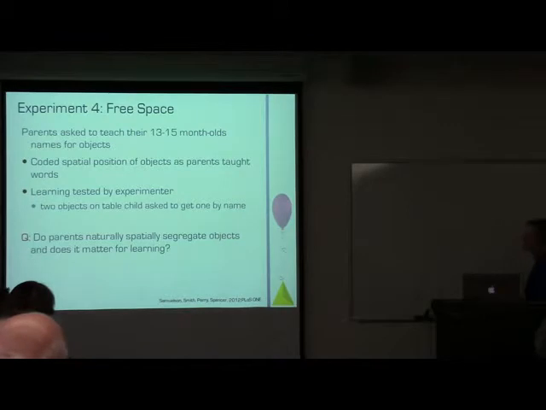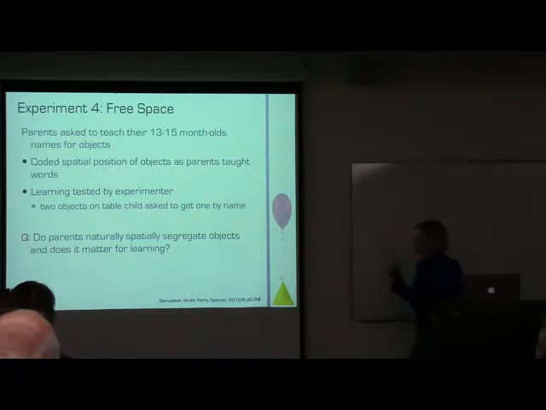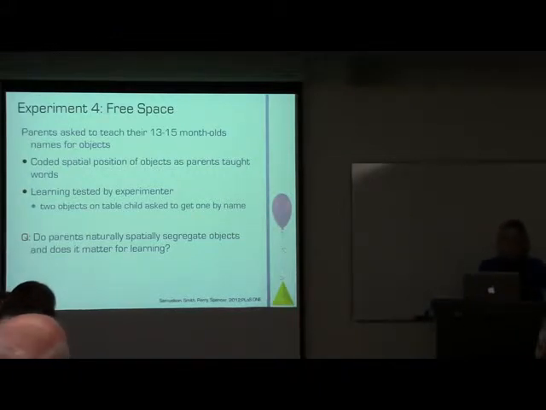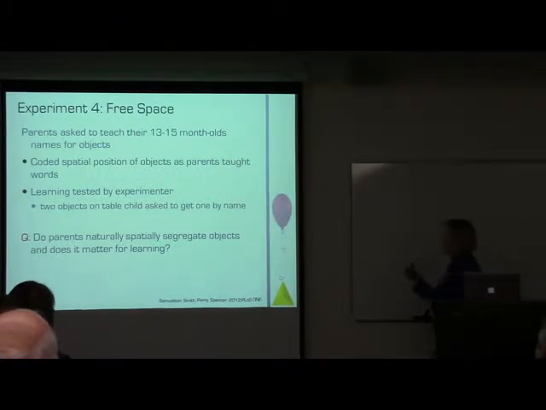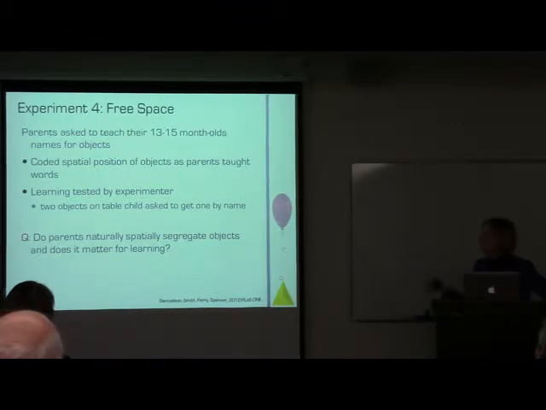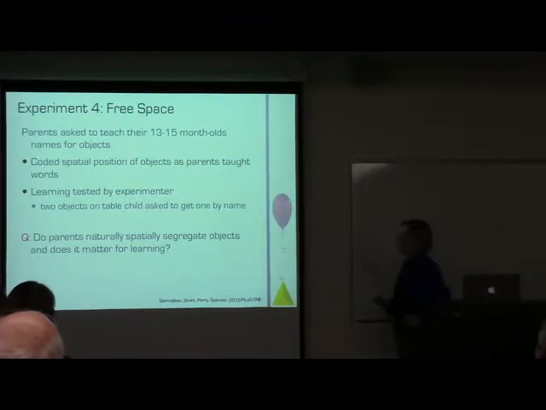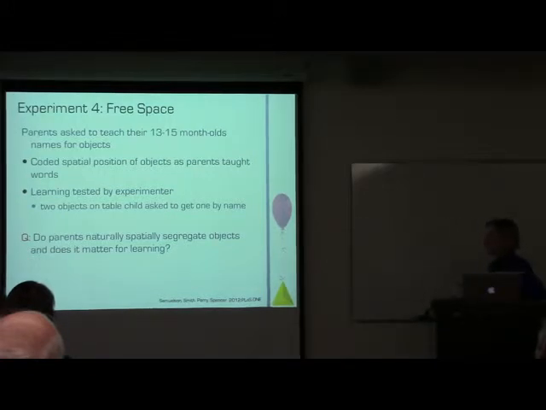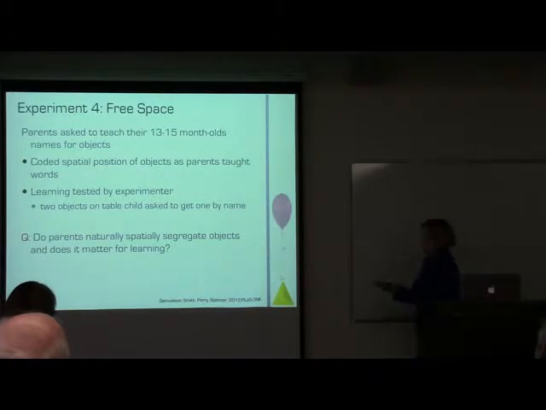So to test this, we brought parents and children into the laboratory. We went a little bit younger, just so we could get more variability in terms of naming performance. We had the parents teach their children names for objects. Of course, we told them nothing about what we were actually up to. It was just kind of freely playing and naming. We coded the spatial position of the objects as the parents taught the words, and then the experimenter, to keep everything fair, tested children's learning of the names. Our question then is whether parents actually tend to keep things separate in space as a cue, as a guide, as a help for their children, and if they do, does it matter for what children do?